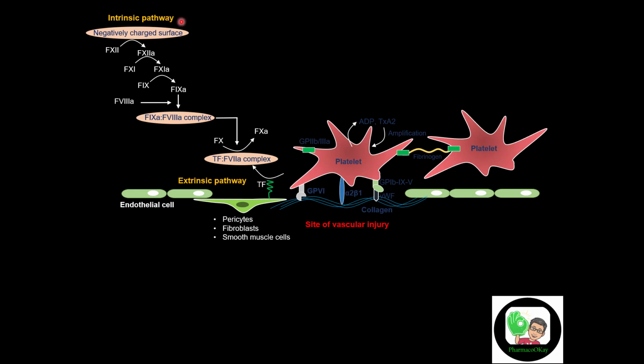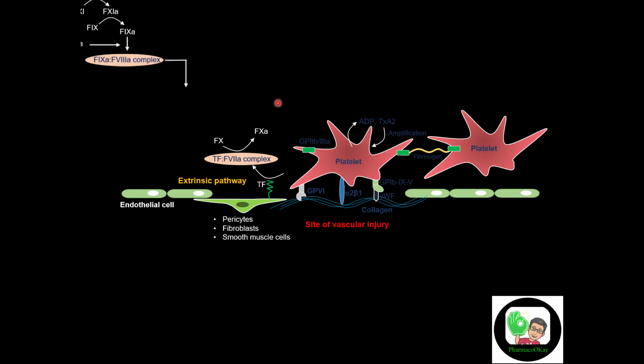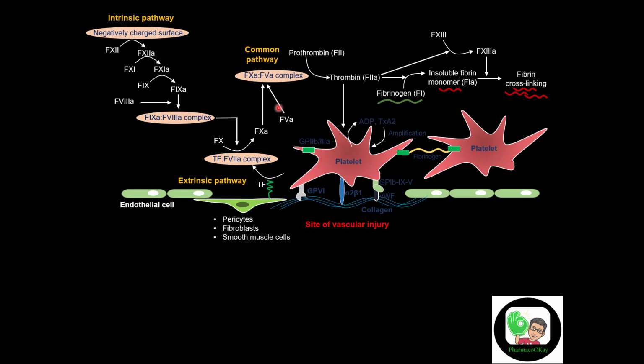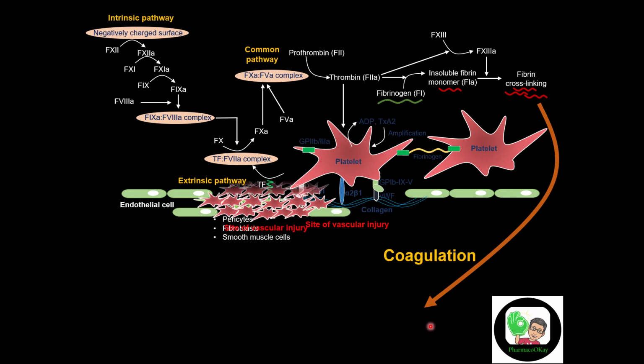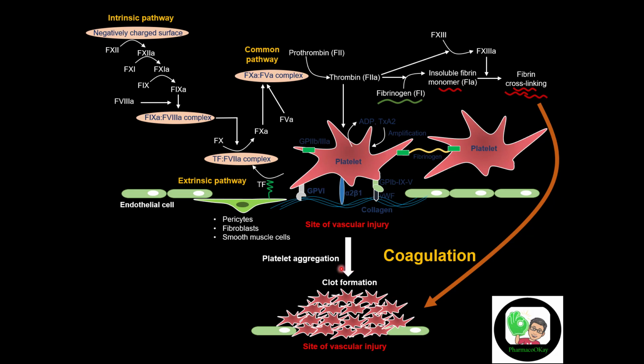So both the extrinsic and intrinsic pathways produce activated factor 10A and will undergo a common pathway by working with factor 5A in the form of a complex to convert prothrombin, or factor 2, into factor 2A, and thrombin will convert fibrinogen, or factor 1, into a fibrin monomer, or factor 1A. In addition, thrombin could activate factor 13 into 13A, which promotes fibrin cross-linking to form a fibrin network during the coagulation process.